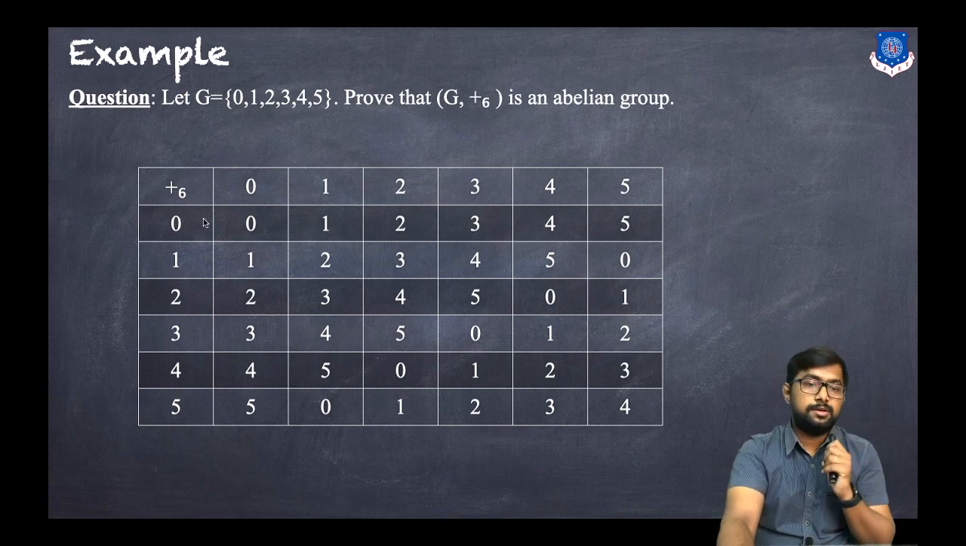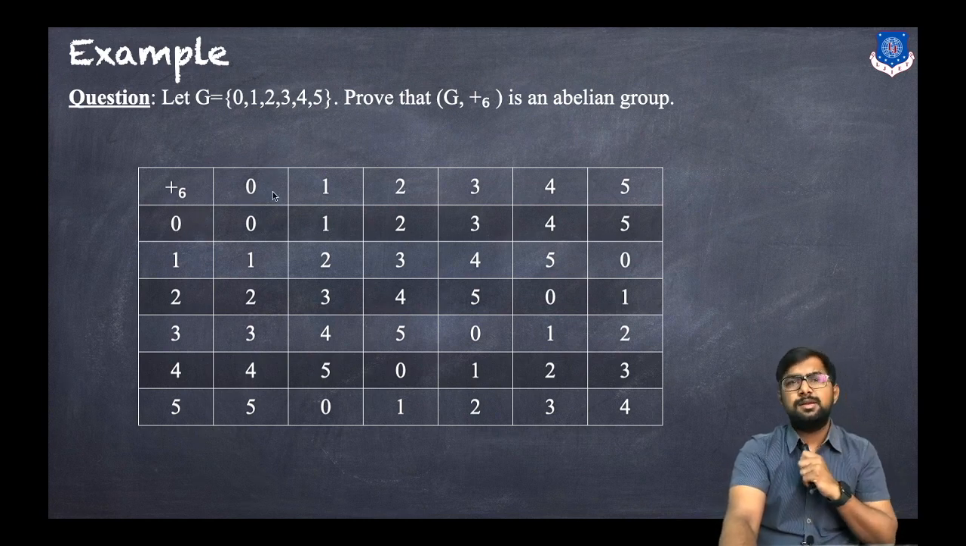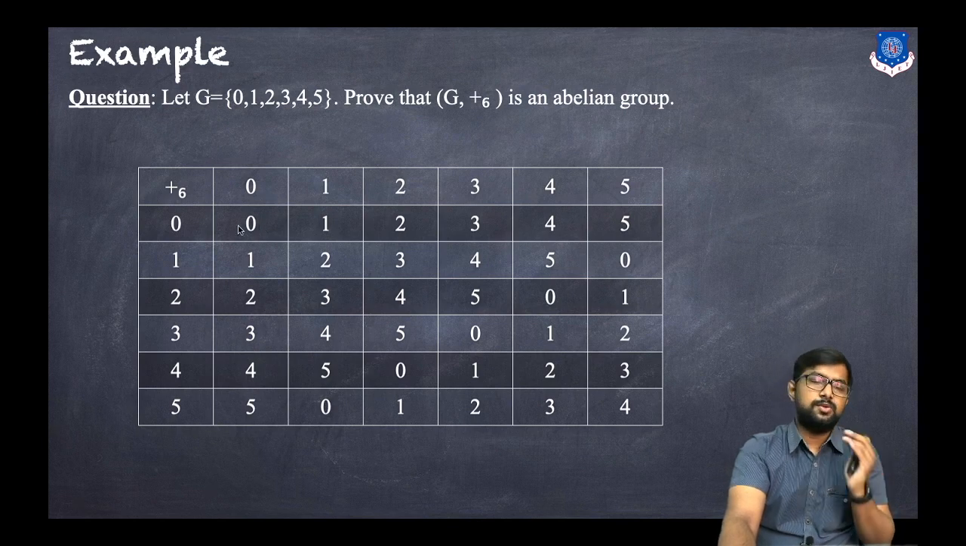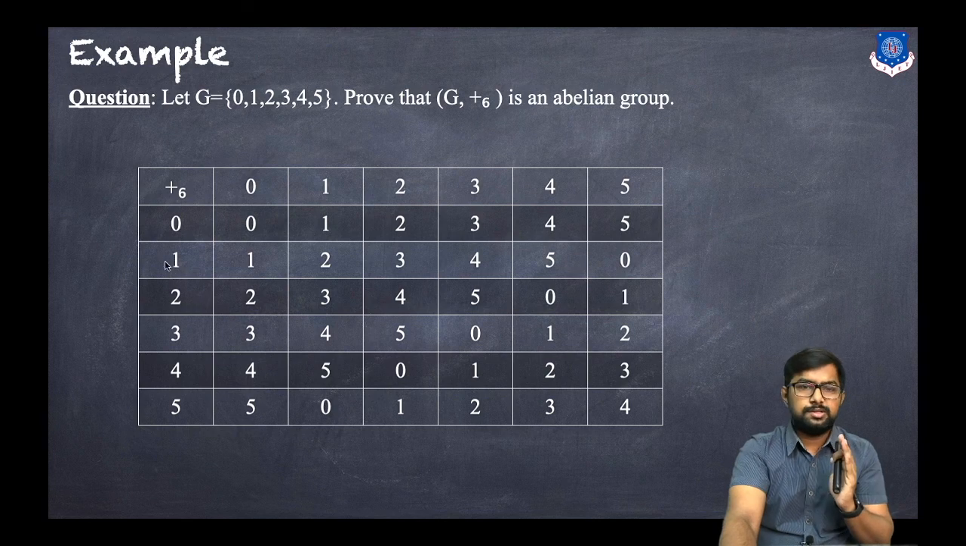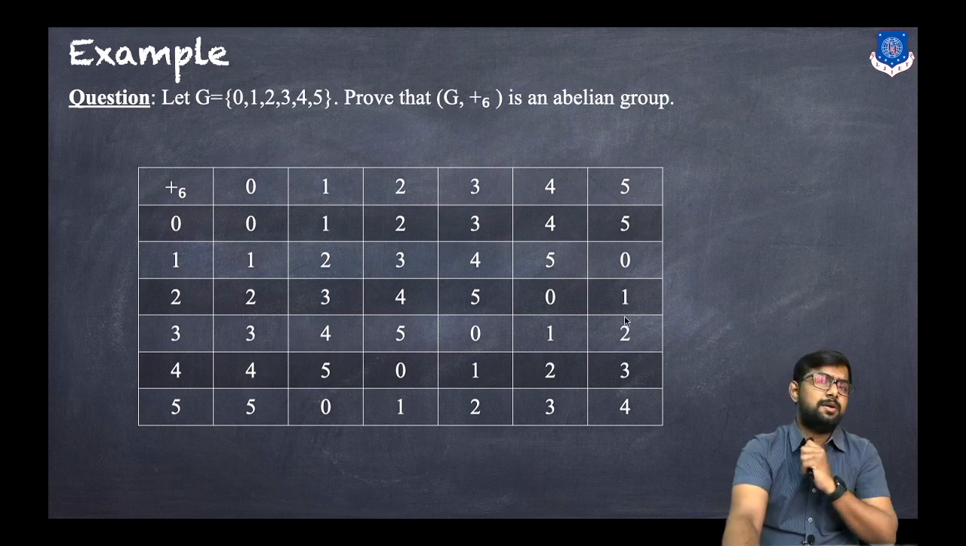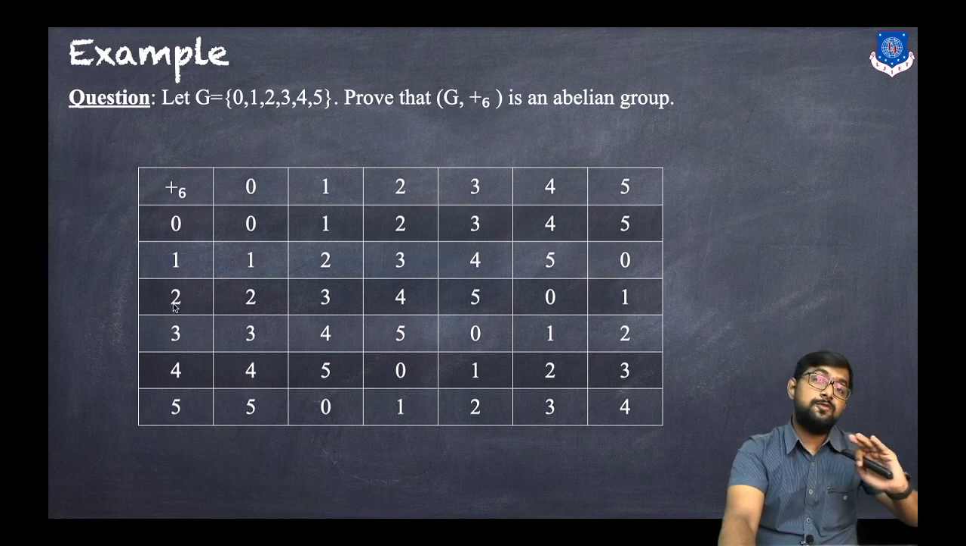Now how to calculate? See, 0 +₆ 0, so 0 plus 0 is 0, and if we divide 0 by 6, the remainder is 0. Now 0 plus 1 is 1, divided by 6, so 1. So this row will be the same. Now consider 1 plus 4, that is 5. Now 1 plus 5 is 6, and 6 divided by 6, the remainder is 0, so it will be 0. Now in the same manner, up to 6, all the entries will be the same.